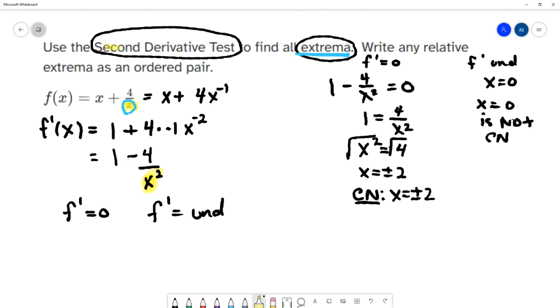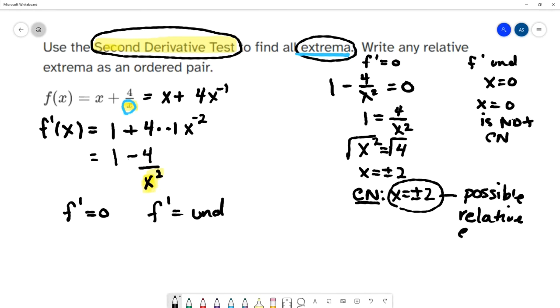So remember our goal here is to use this second derivative test to find the relative extrema. And we've just found these two critical numbers. So these are going to be possible relative extrema. And we are going to use the second derivative and concavity to help us decide whether these critical numbers are relative mins or relative max.